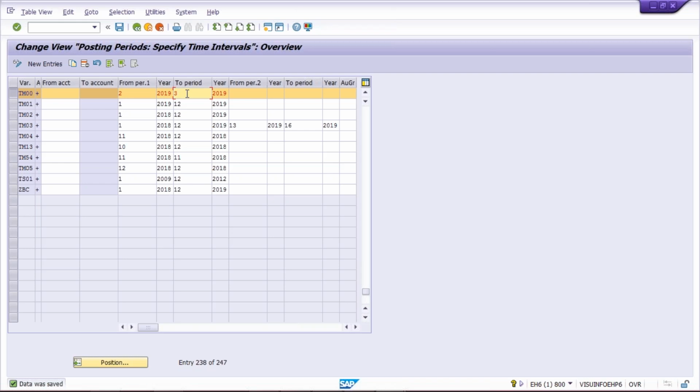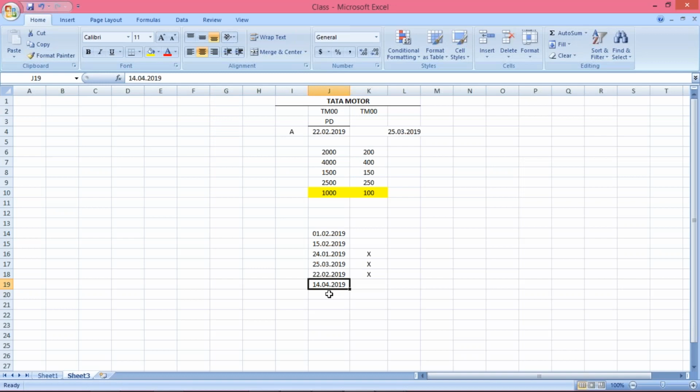System will throw an error that this posting is not possible. Then you will realize, oh my god, I was making a mistake. I was supposed to give 03 here, so you are going to give 03, isn't it? And even by mistake, if you enter February or any other month, system will not allow. So this kind of mistake also cannot be made.